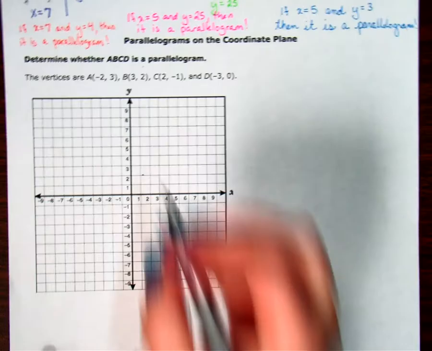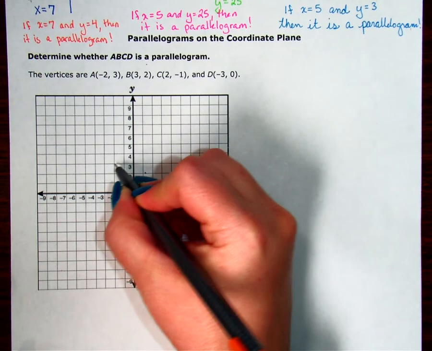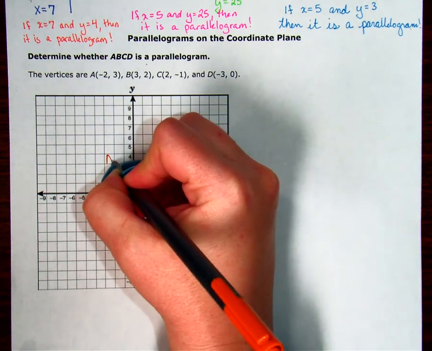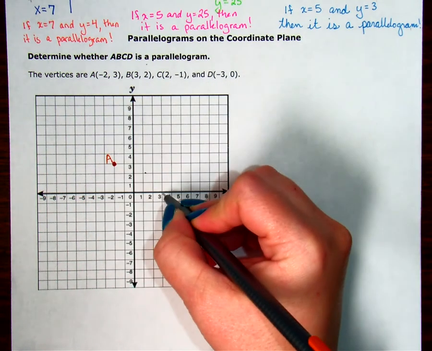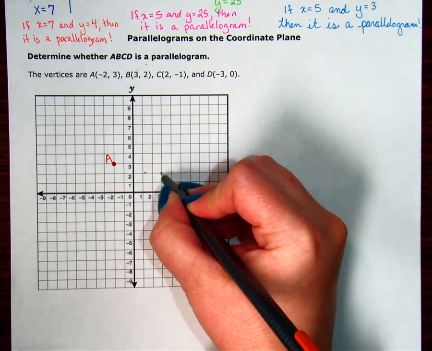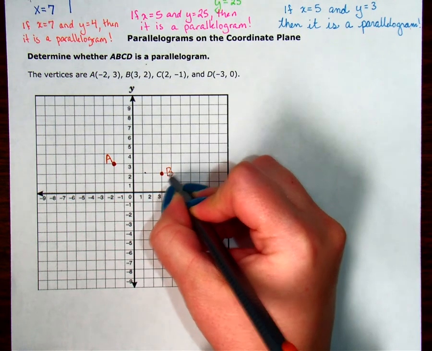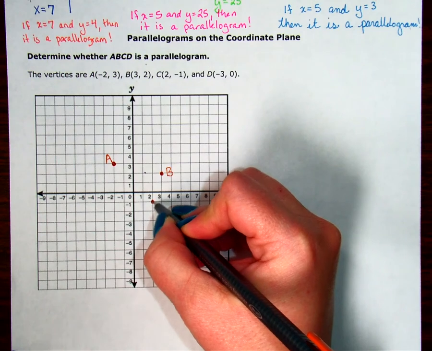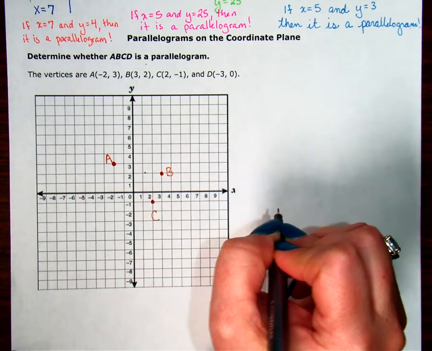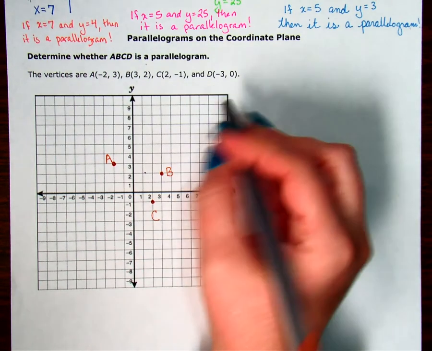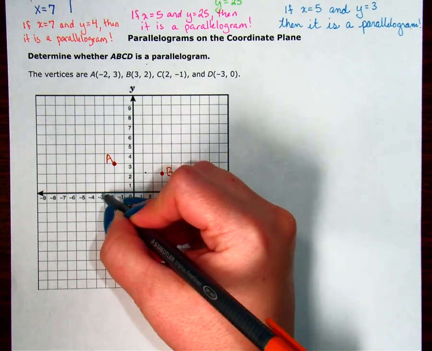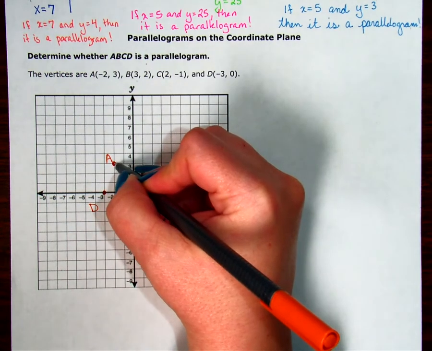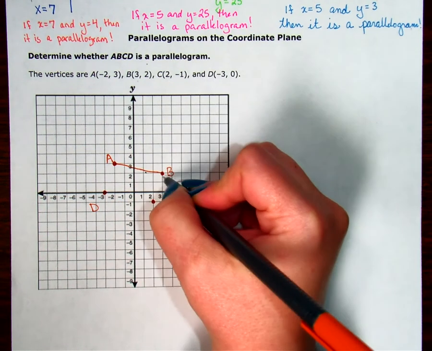So A is at negative 2, 3. This is A. B is at 3, 2. This is B. C is at 2, negative 1. That's C. And D is at negative 3, 0. D is at negative 3, 0. So here is my parallelogram.